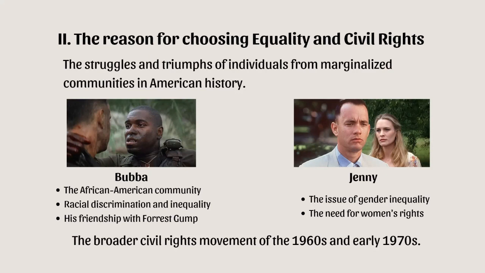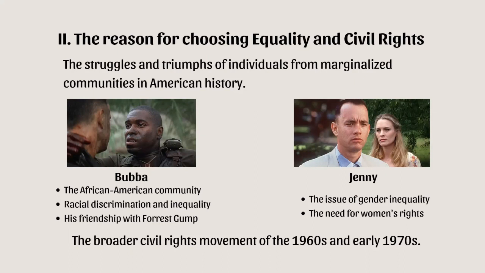One of the main characters, Bubba, represents the African American community and the challenges they faced during the Vietnam War era. Through Bubba's character, the film sheds light on the racial discrimination and inequality prevalent at the time. His friendship with Forrest Gump, a white man, challenges societal norms and promotes the ideas of racial equality and unity.